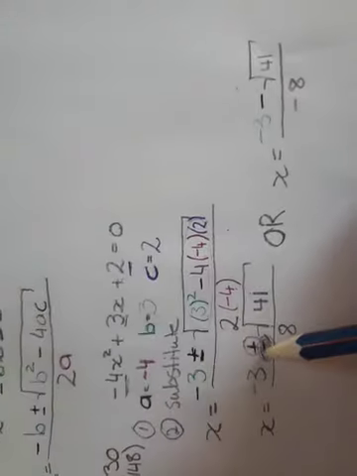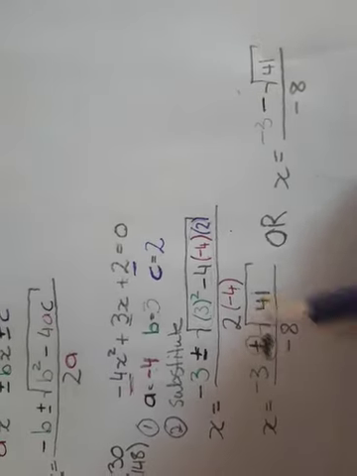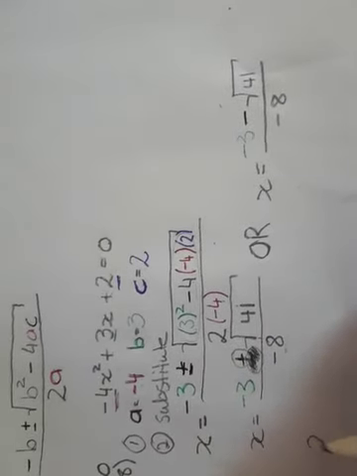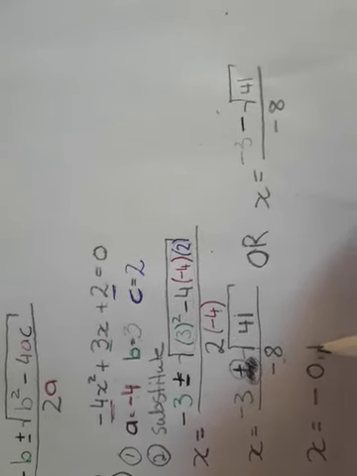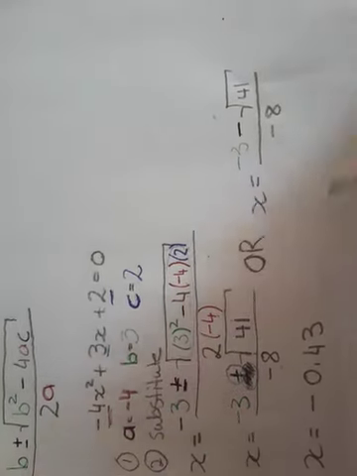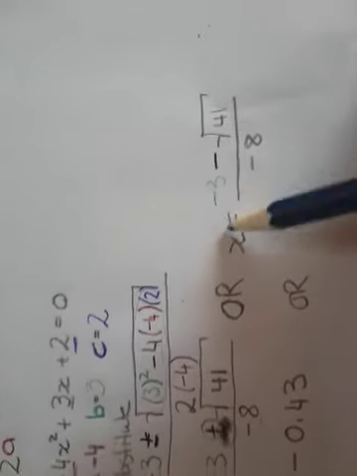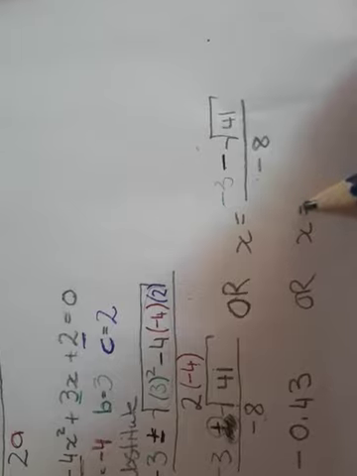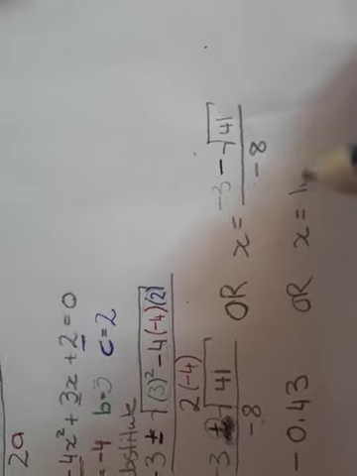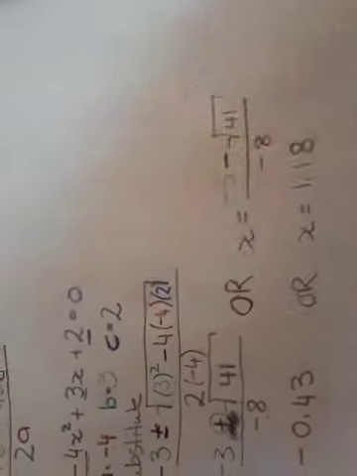Once again, put this into your calculator, and the calculator will give you an answer of negative 0.43. Then you put the next statement into your calculator, and that will give you an answer of x equals 1.18. So this is really quite easy.